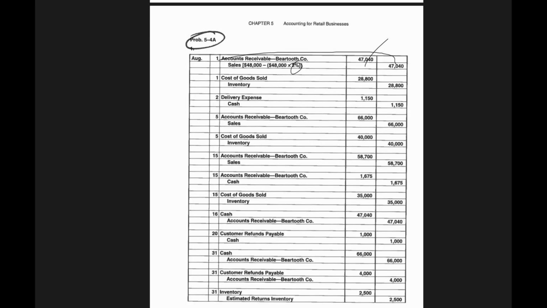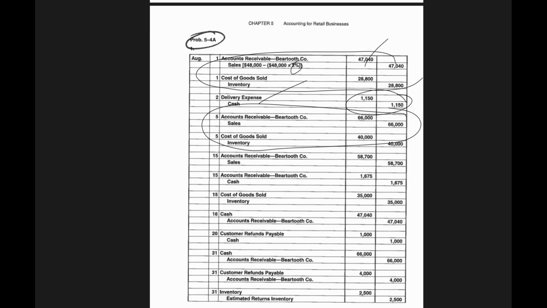$47,040 and our cost of goods sold transaction. Summit Company paid freight, $11.50 for the delivery of merchandise sold to Beartooth. We debit delivery expense and credit cash. On the 5th, Summit sold merchandise on account, $66,000. Cost of goods sold was $44,000. Again, just our normal two transactions. Whenever you sell inventory, two transactions: the sales and the cost.